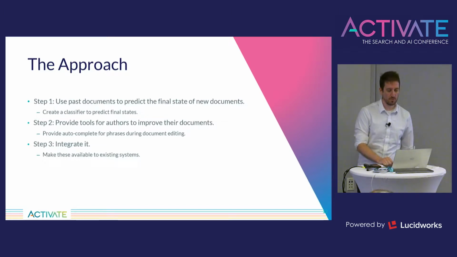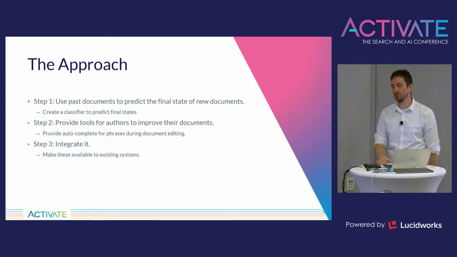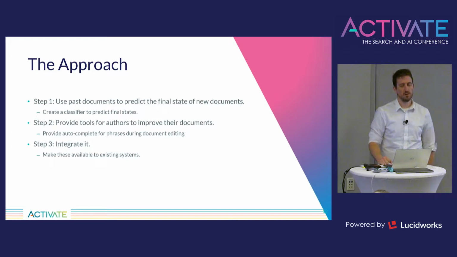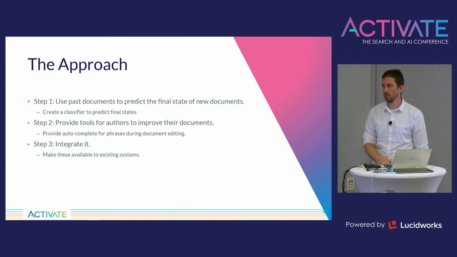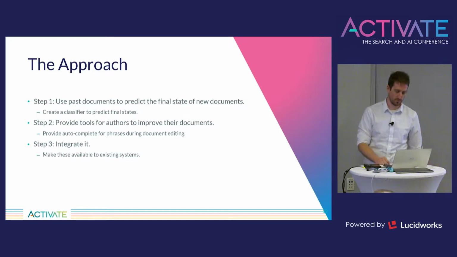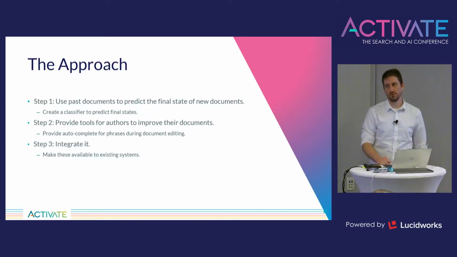Step 2, provide tools for the authors to help improve their documents. Having some prediction about a new document is helpful, but it's not super helpful. Imagine telling an author there's a 0.1% chance your document is going to be approved. The author's going to say, oh, great, give me some help here. So we want to give them more helpful feedback. The last step is to integrate it. The classifier and the tools are not very useful if they're not integrated into an existing system.